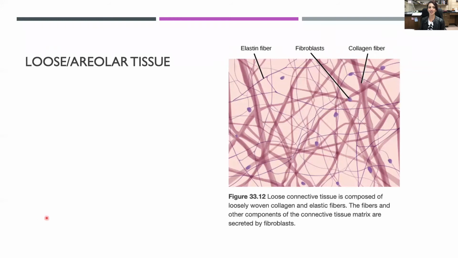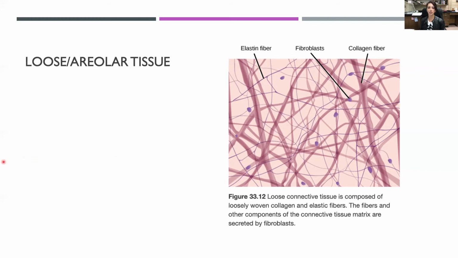So first here, loose or areolar tissue. This loose connective tissue has a sampling of all of the components of connective tissue. And we can take a look at what it's composed of here in this figure. We have fibroblasts. We also have collagen fiber and elastin fiber. So many things are making up this loose connective tissue.